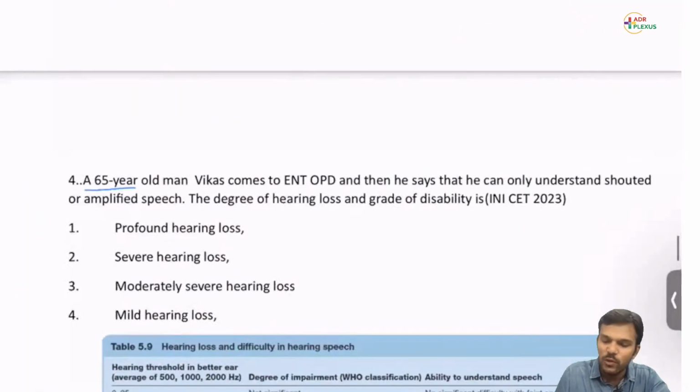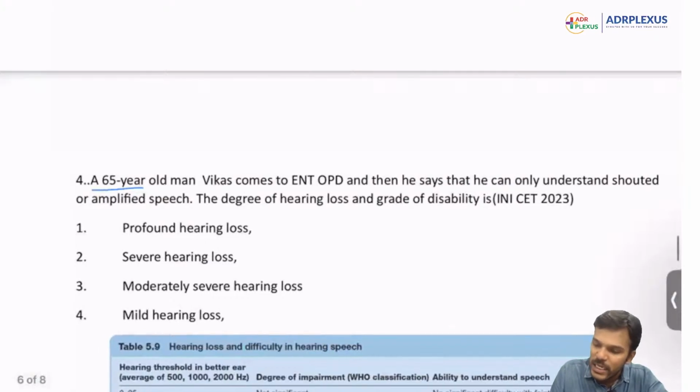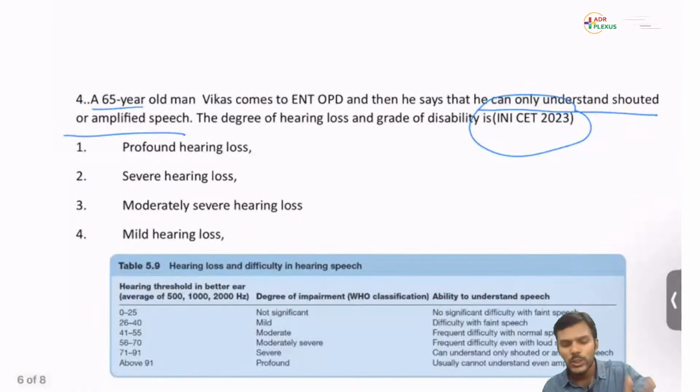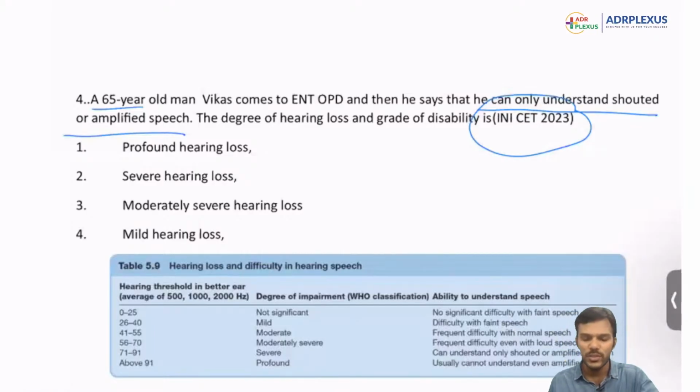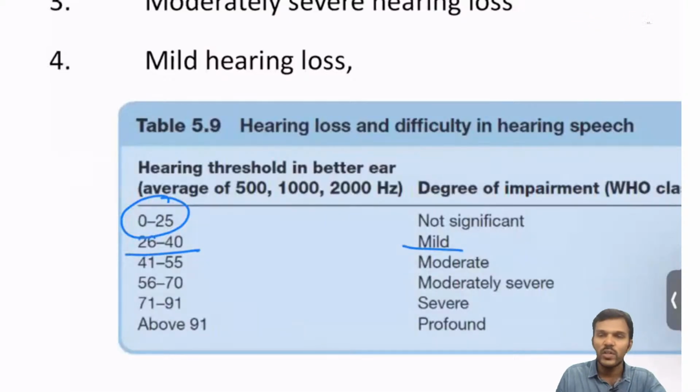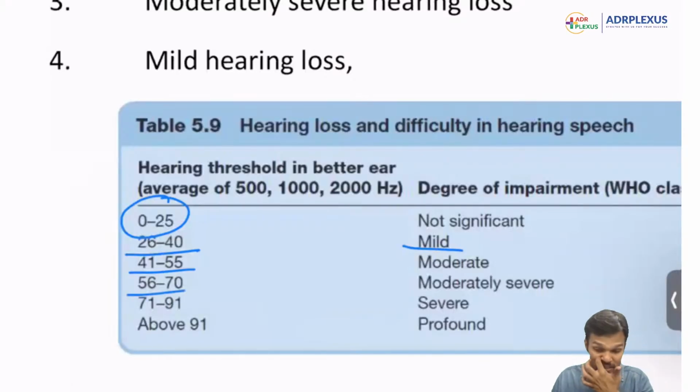A 65-year-old male comes to the ENT OPD and says he could understand only shouted or amplified speech. What is the degree of hearing loss? INICET 23 review. See, we have the WHO classification for hearing loss, which says that 0 to 25 is normal, 26 to 40 is mild hearing loss, 41 to 55 is moderate, 56 to 70 is moderately severe, 71 to 91 is severe, and above 91 is profound.